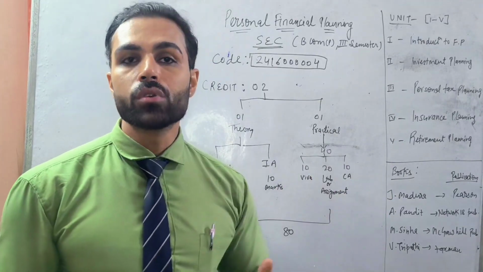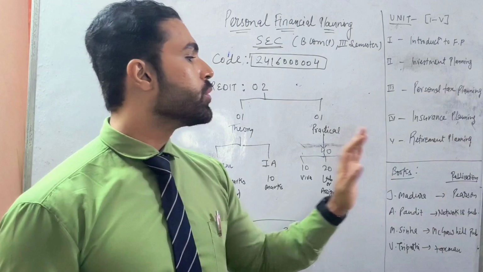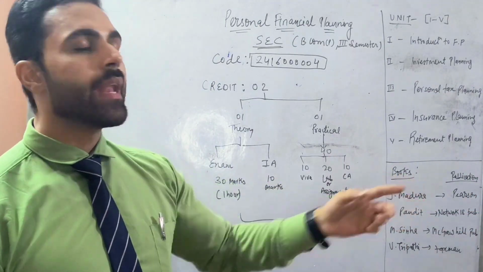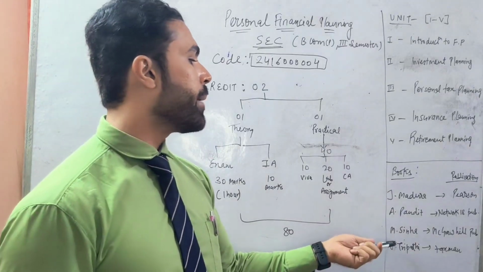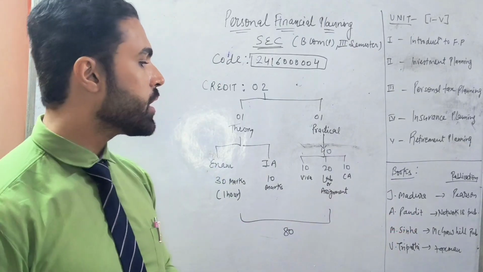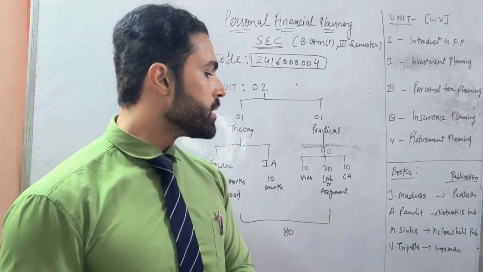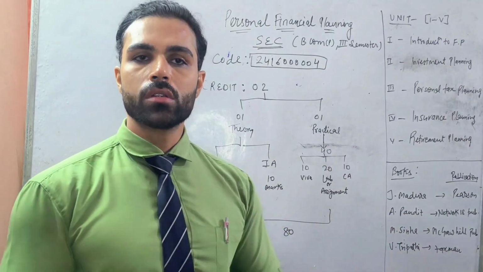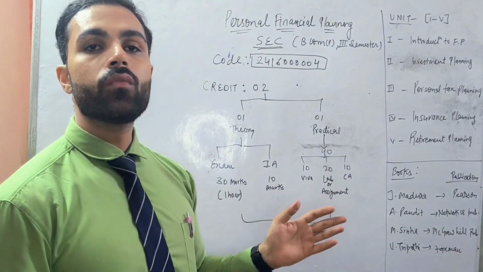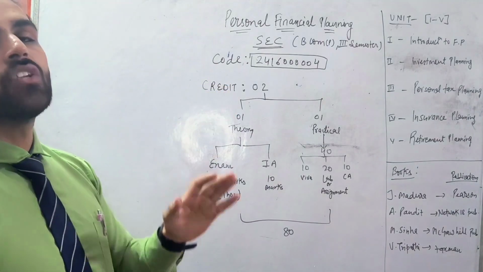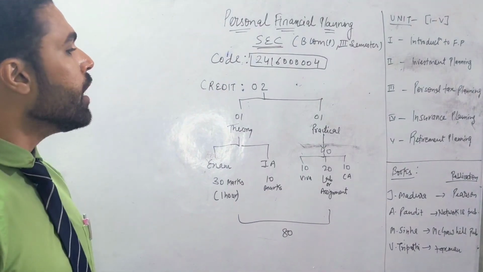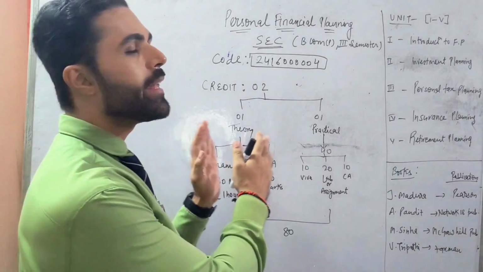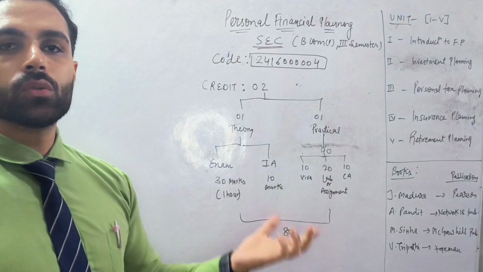If we go for the book references, we have J Madura from Pearson publication, A Pandit from Network 18 publication, M Sena from McGraw-Hill publication, and the fourth one is V Tripathi from Taxmann publication. These are the four Indian authors' books which you can refer to for your Personal Financial Planning SEC paper. So this is all about the proforma, the credit allocation and marks allocation for this SEC paper.